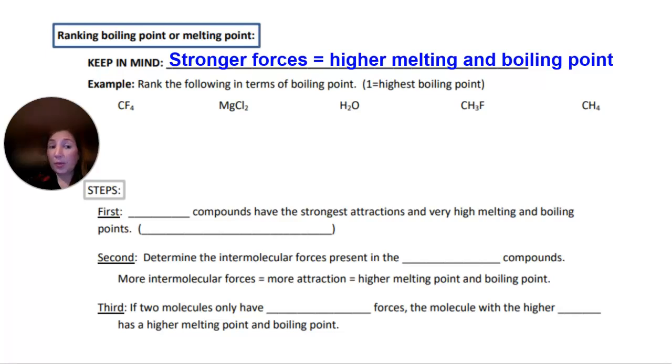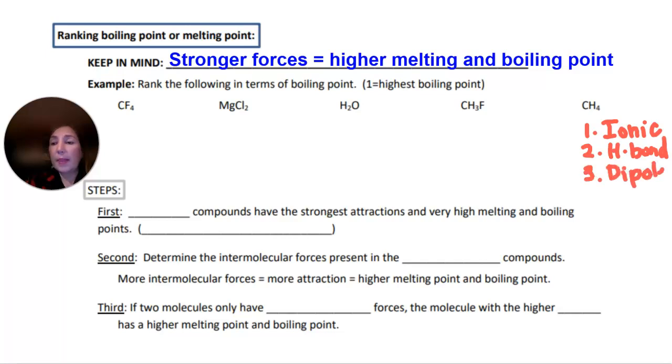So it might be worth reviewing the strength of our forces first. Our number one strongest force will be our ionic bonds. And then with our covalent bonds, we are going to look for things that can hydrogen bond next. We're going to look for things with dipole forces. And then we're going to be left with those that only have dispersion forces. Now, when there's ties, we can look at the mass of substances.